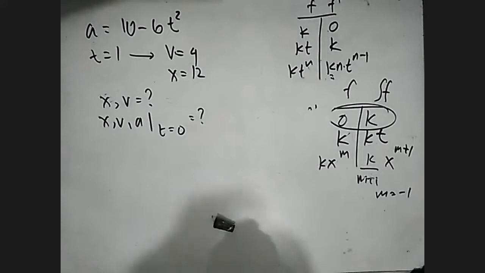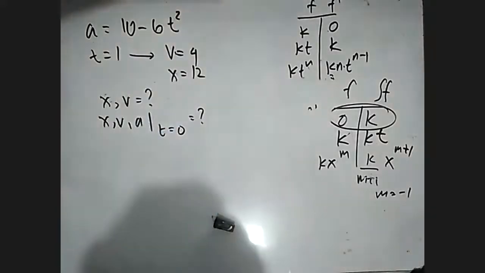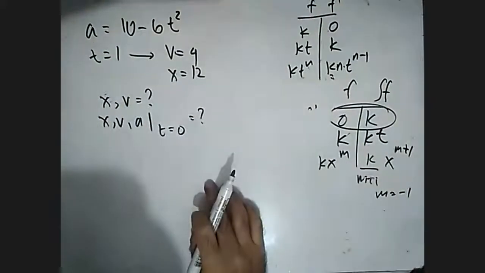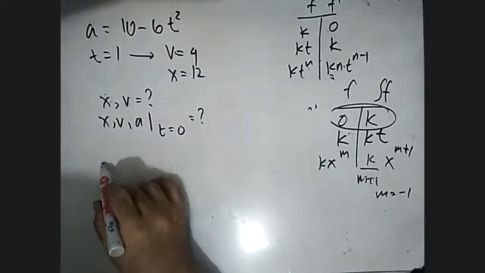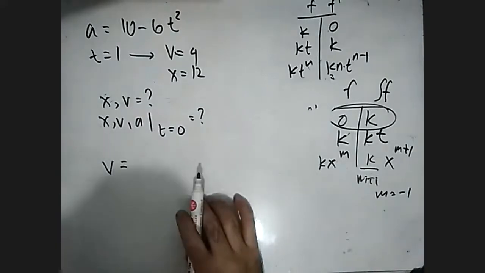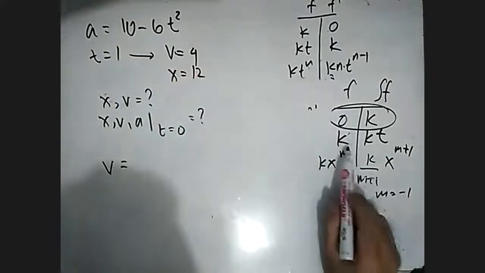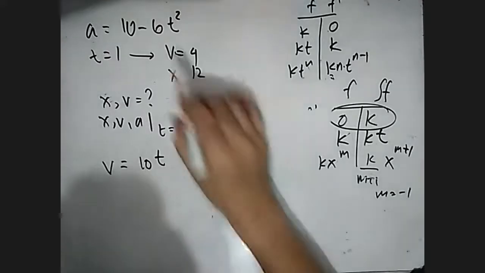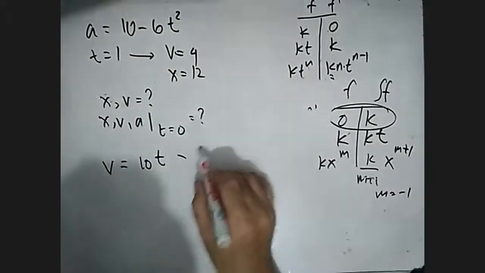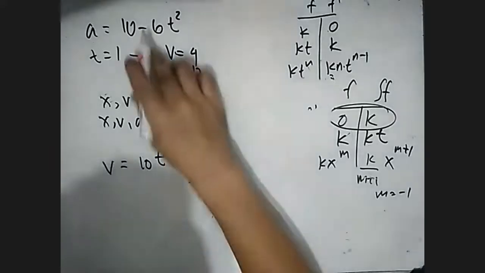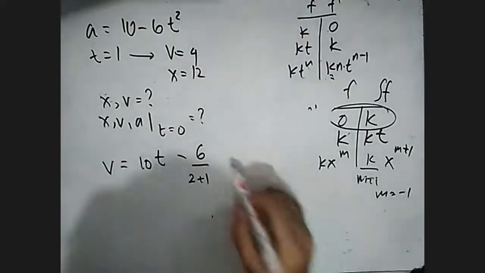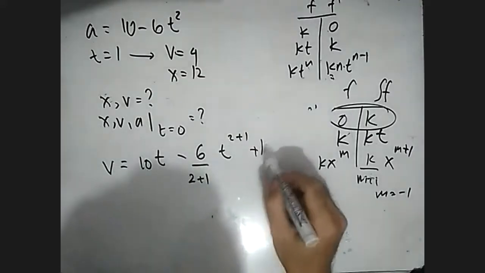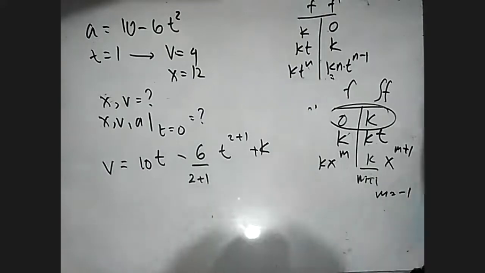We have a here, 10 minus 6t squared. How to find the v? We are going to integrate that. Okay, so v is, we are going to have here 10, we count them here, simply become 10 times t. And then minus 6t squared become minus 6 over 2 plus 1. We're going to use the third form, yeah? And t power 2 plus 1. And also plus some k. There's always a constant that we have to add.